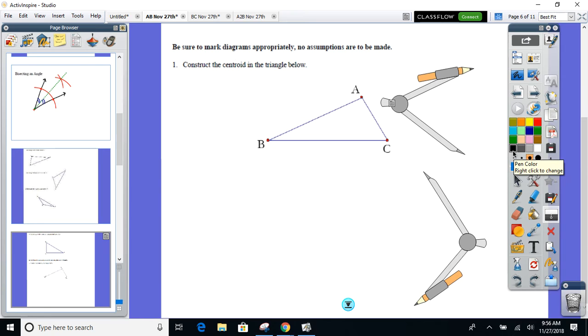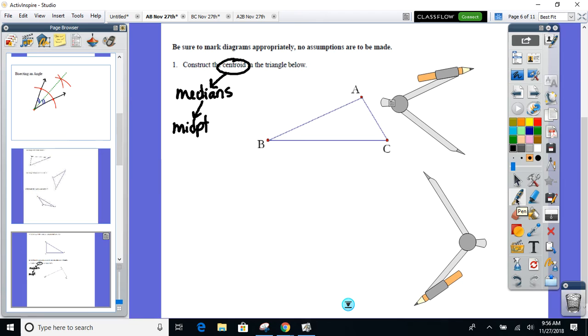Construct the centroid. So here's where your thought process. Centroid is the intersection of the what? Medians. And what do you know about a median? Goes to midpoints. Yeah, so do we know a construction that could find the midpoints of two of these sides? This is why I just reviewed it. Absolutely.